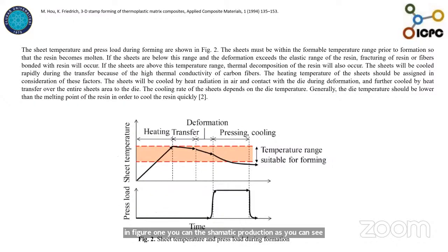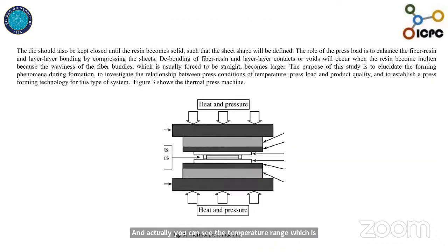So here in figure two, actually, we have the sheet temperature and also press load during the formation. So we have the heat transfer, deformation, and also pressing and cooling cycles. And actually, you can see the temperature range, which is suitable for forming the sheets. So actually, this is the schematic view of the thermal press machine.